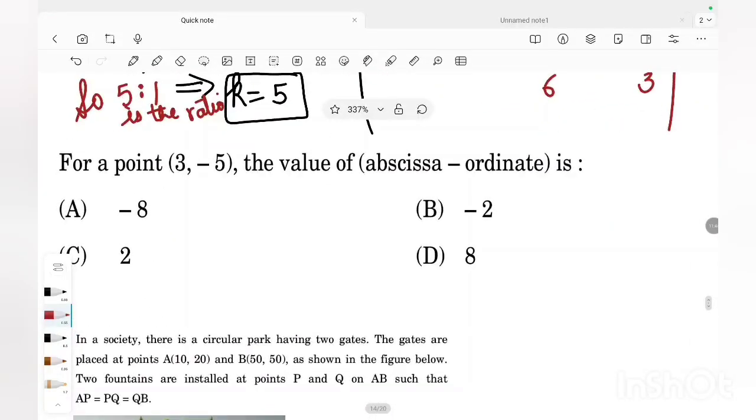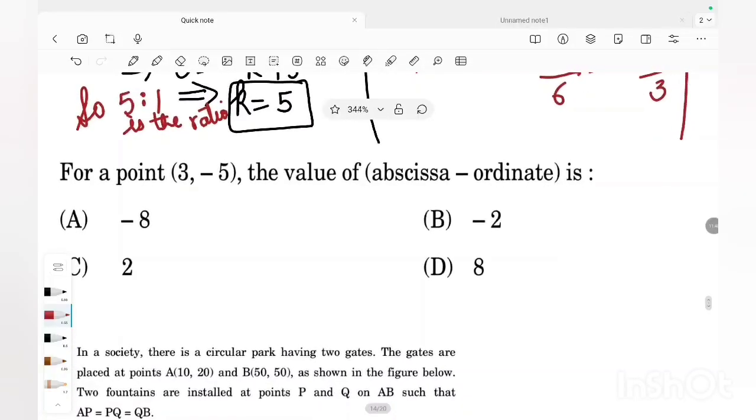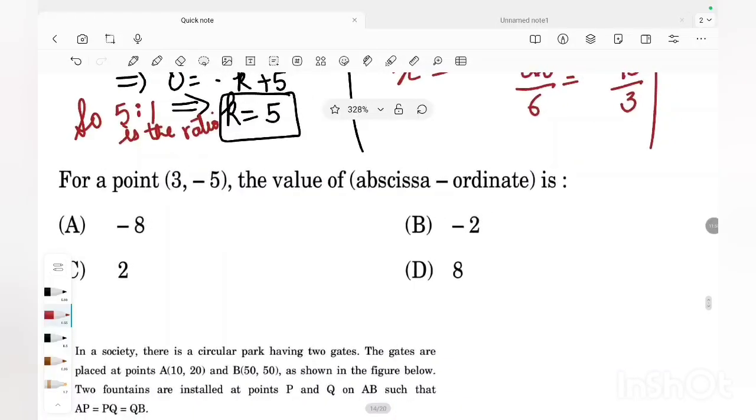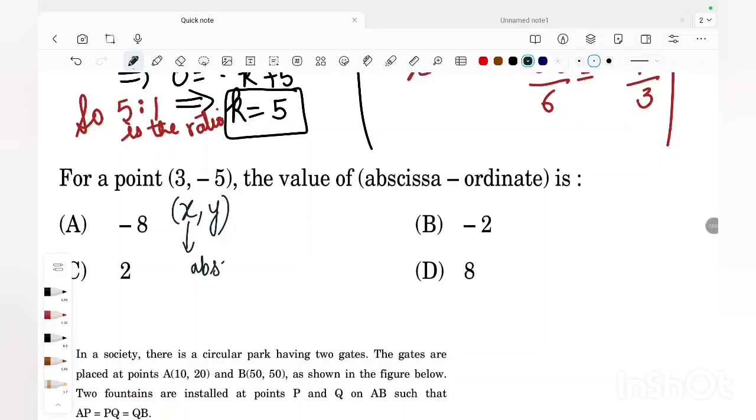For the point 3, minus 5, find the value of abscissa minus ordinate. You know what is abscissa? X coordinate is known as abscissa. You have an ordered pair x, y, where the x coordinate is known as abscissa and the y coordinate is known as ordinate. Already done in 9th standard.